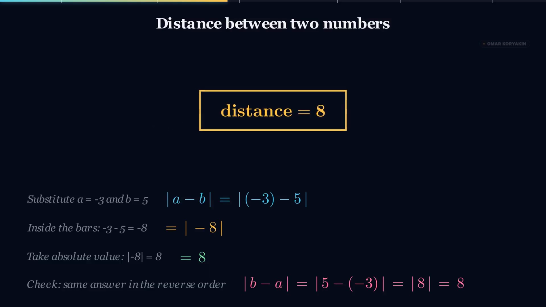Two takeaways from this example. First, the absolute value bars are essential because without them we would have gotten -8 in the first version and +8 in the second version, two different answers. Second, the bars hide the direction, so the answer always represents how far apart the 2 points are, not which one is to the left or right of the other.